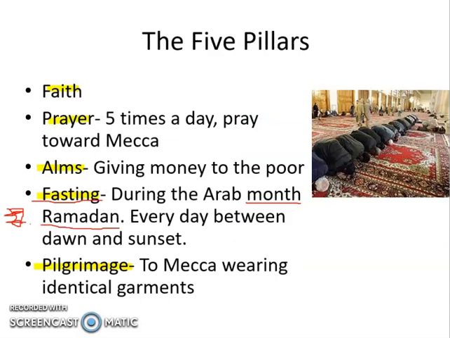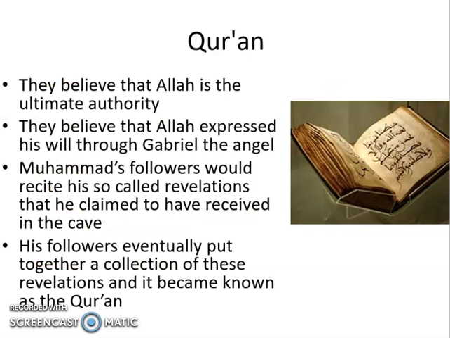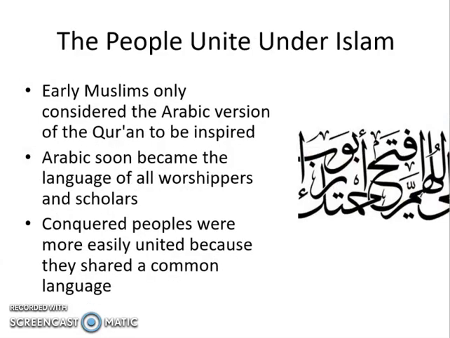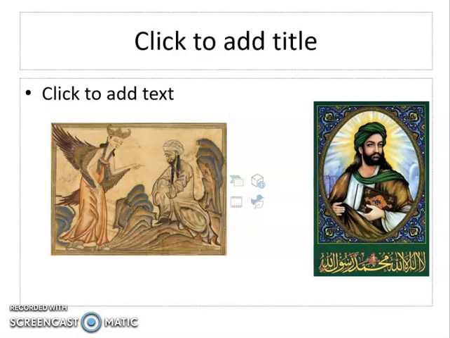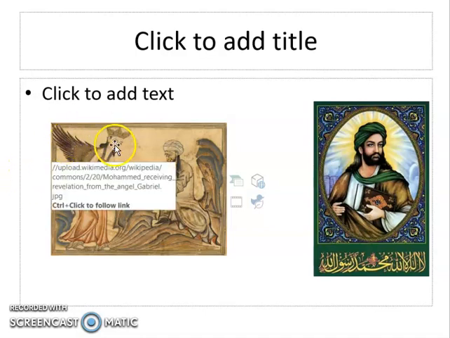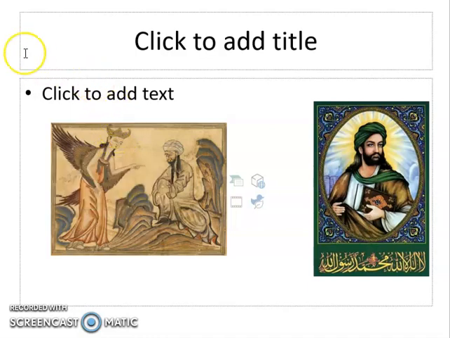5 times a day of prayer, alms, giving to the poor, fasting during the month of Ramadan, between dawn and sunset, going to Mecca, wearing identical garments. They believe the Quran is the ultimate authority of God, as expressed to him by the angel Gabriel. So some consider only the Arabic version to be inspired. And this is a depiction of the angel Gabriel giving the instructions to Muhammad. And it's pretty interesting.